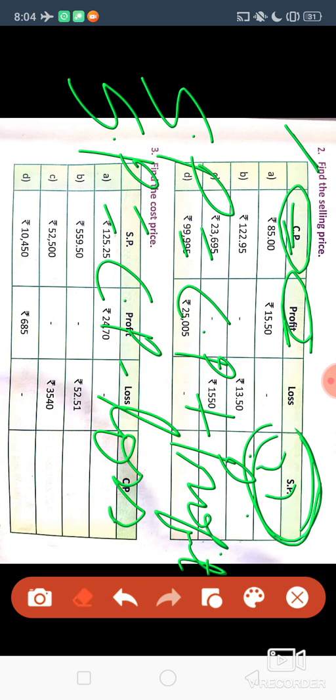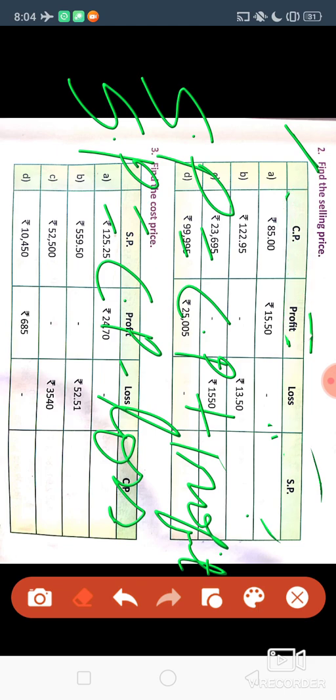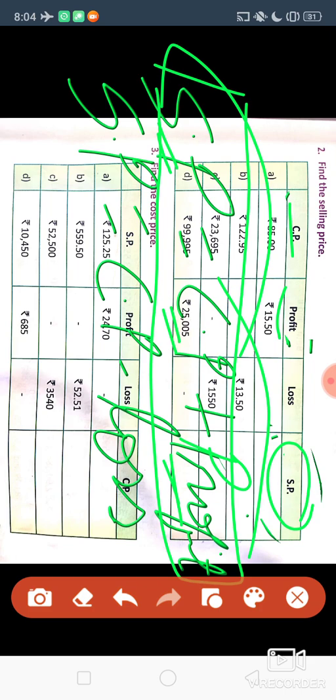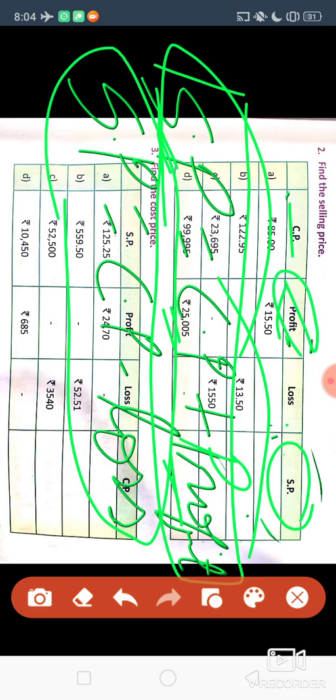Now look here. In question A, profit is given and cost price is given, and you have to find selling price. So which formula will we use? We have to find selling price, and cost price is given and profit is given. So we'll use this formula, because if loss was given to you, then we'd use the other formula to find selling price. But here profit is given, so we'll use the first formula.